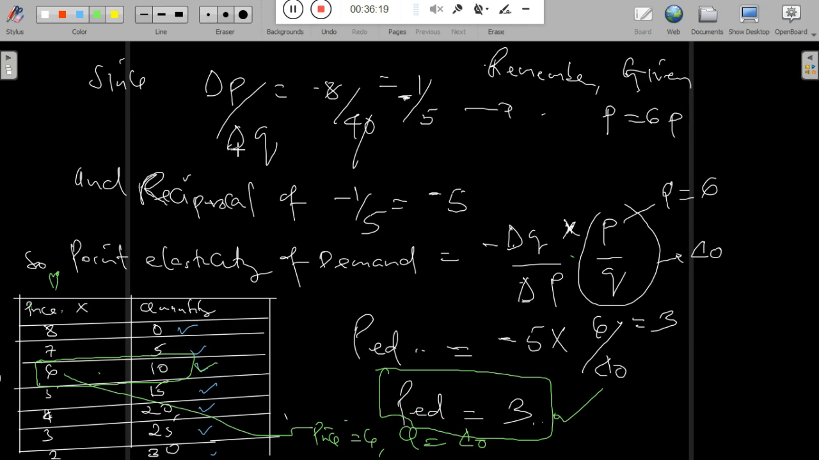So the price elasticity of demand will be taken by plugging this data into the formula, that is negative change of Q over change of P times P divided by Q. That is the resulting conclusion now: the price elasticity will be equal to 3.